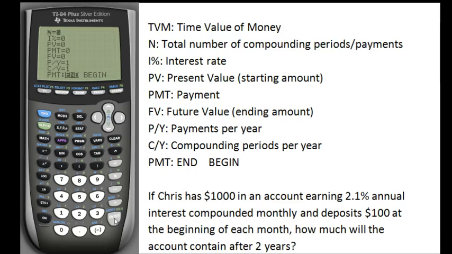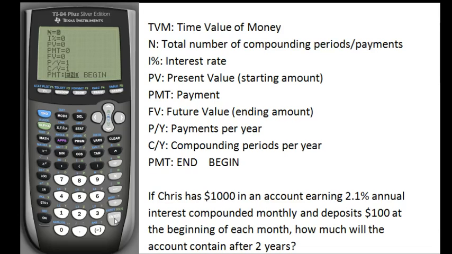On the calculator, here we can see that there are a number of inputs. And at the bottom of the screen, we'll see the example that we'll use to explain how to use it. So if Chris has $1,000 in an account earning 2.1% annual interest, compounded monthly, and deposits $100 at the beginning of each month, how much will the account contain after 2 years?